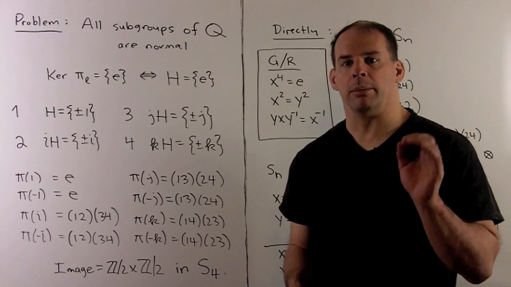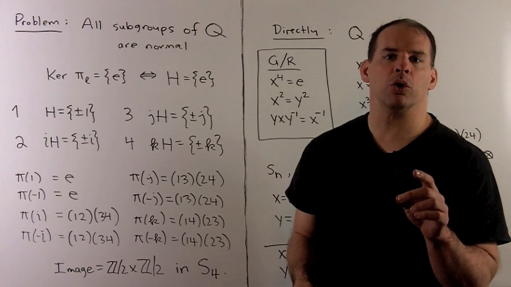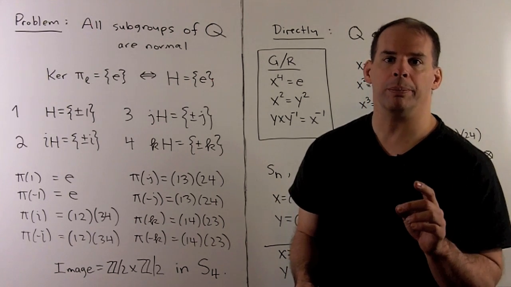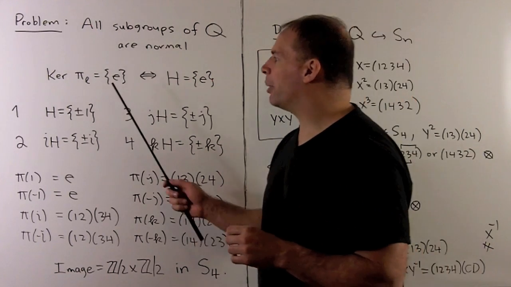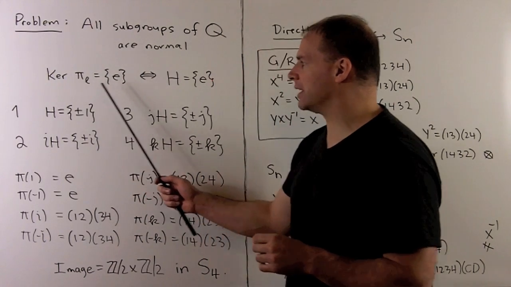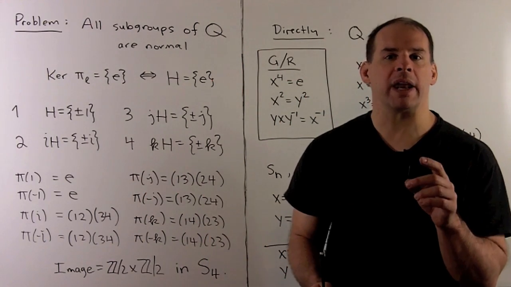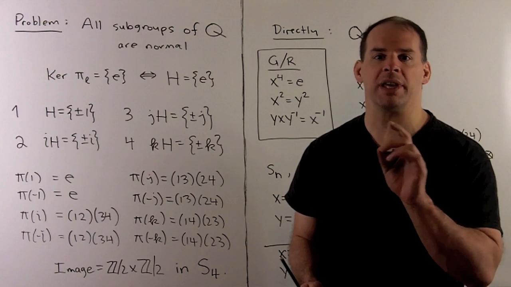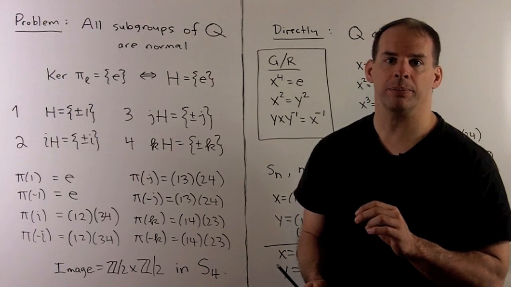Now, the problem is, every subgroup of the quaternion group is normal. So if we're looking for a pi that has kernel equal to the identity, the only way that happens is when our subgroup is the identity subgroup itself.